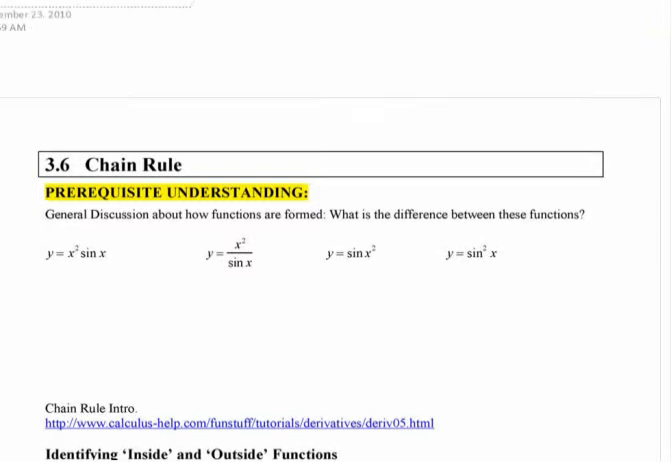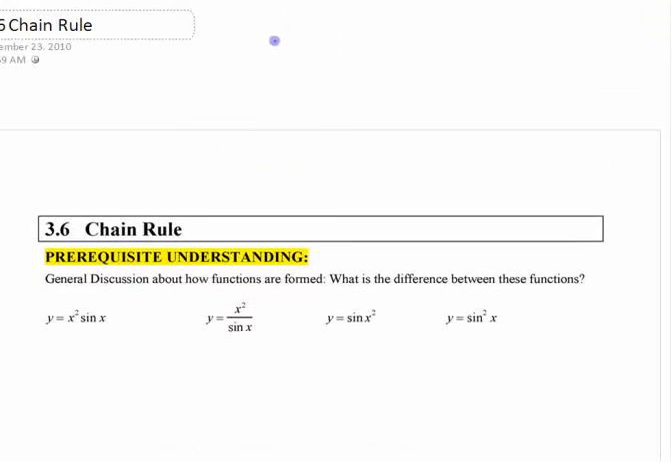Derivatives so far, we've done single functions, right? x to the fifth. You've found derivatives of sums of two functions, like x to the fifth plus 3x squared or something like that, right? This is the sum of two functions. We've looked at the difference of two functions.